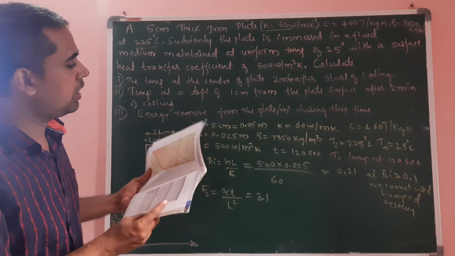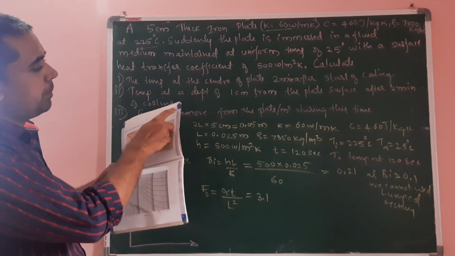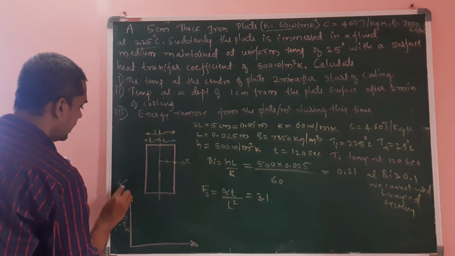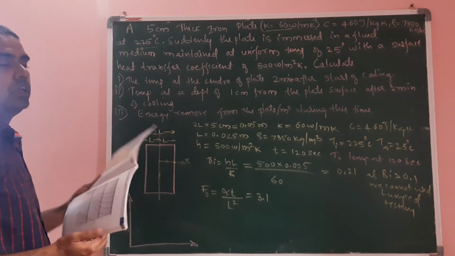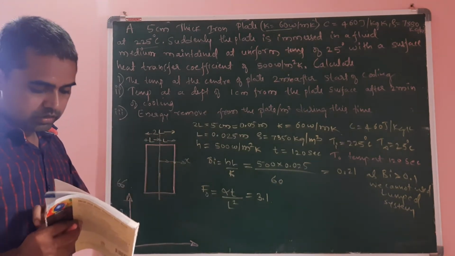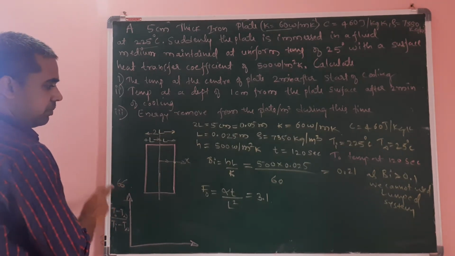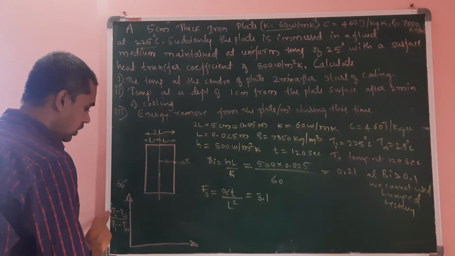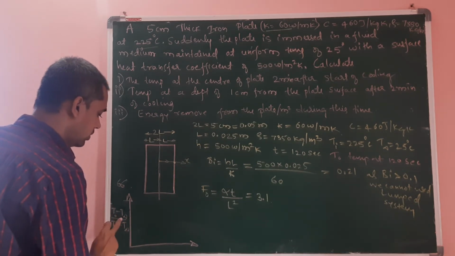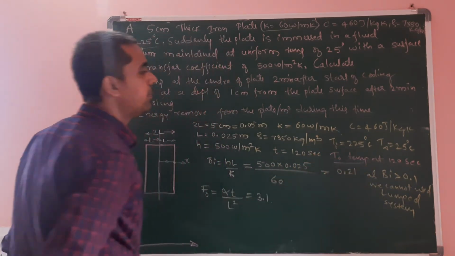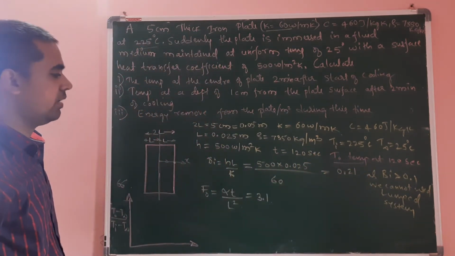This chart is available in the 7th edition on page number 66. If you refer, it is available in the 7th edition of the Kothandaraman and Subramanyan data book. On the vertical axis we have (T minus T infinity) divided by what we have to calculate? We have to calculate T naught, that is the temperature at the center line after 120 seconds.